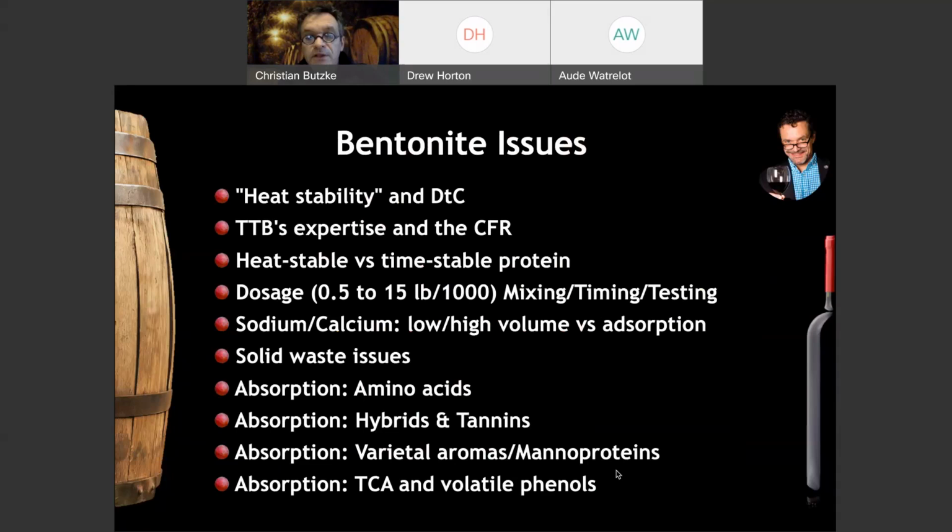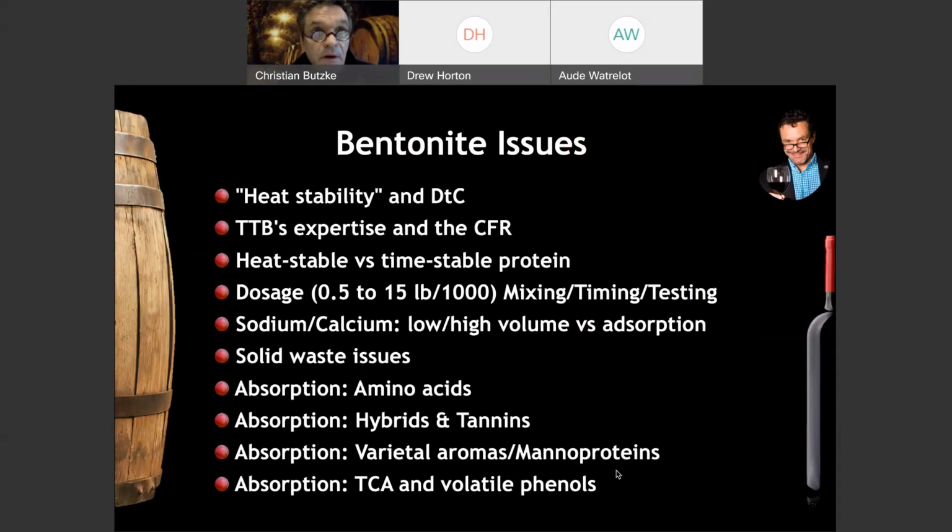Ask them how much lees volume is created, how much sodium gets into the wine, how much calcium gets into the wine, if there's really a difference. Look at the price too. There are certainly different aspects to that as well. Waste issues, we discussed absorption. I think that's pretty much all the different things I had on my mind.